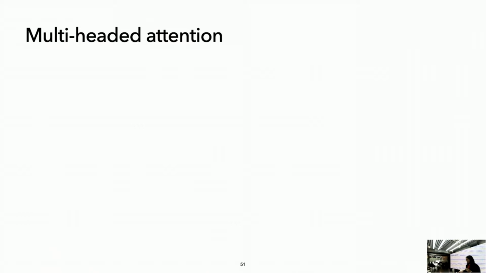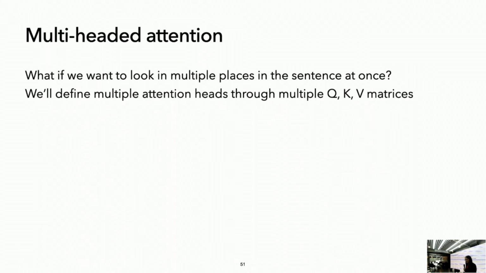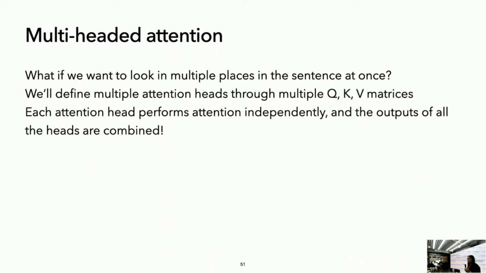But the reality is, what if we want to look at multiple places in the sentence at once? This is what we call multi-headed attention. So we are going to define multiple attention heads through multiple Q, K, V matrices. Each attention head will perform attention separately, and then the outputs of all the heads will be combined.